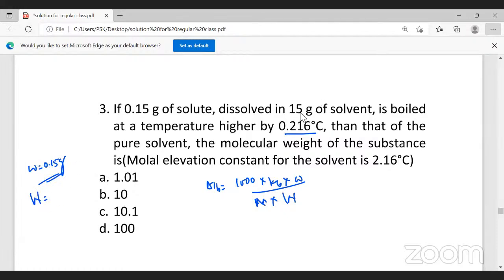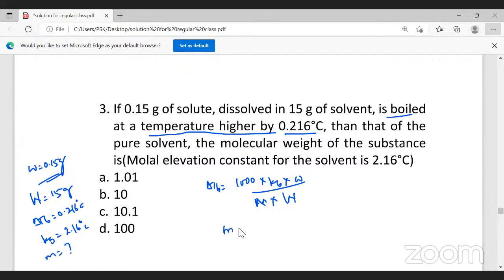Capital W, weight of the solvent, is 15 grams. And they've given you the elevation in boiling point. See this? It boiled at a higher temperature. So delta TB is equal to 0.216 degrees. And the molar elevation constant is also given, 2.16 degrees Celsius. So what they're asking you to calculate is the molecular mass M.